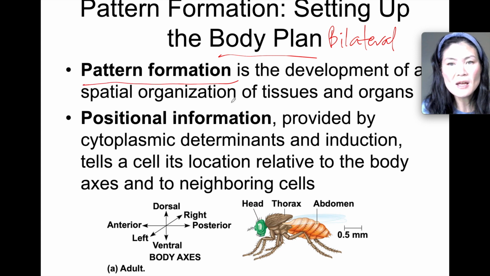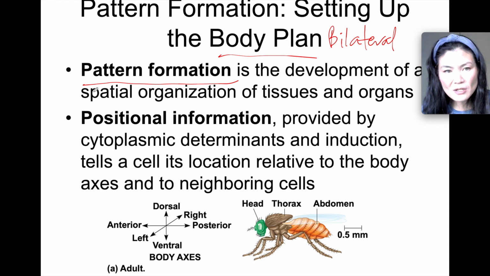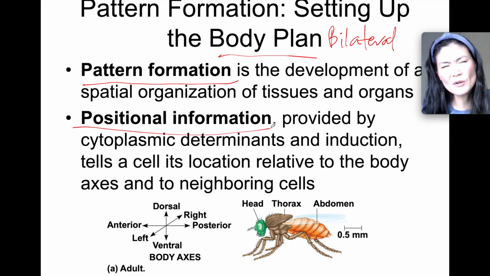Pattern formation is the development of spatial organization of tissues and organs. Like, where is everything going to go? Where is the head going to go? Where are the eyes going to go? Where are the hands going to go? Where are the feet going to go? Where's the heart, the intestines, the stomach? Where is it all going to go? That's called pattern formation. And what's very important about pattern formation is positional information. We're going to be talking more about this when we go over cell signaling at the end of the semester.